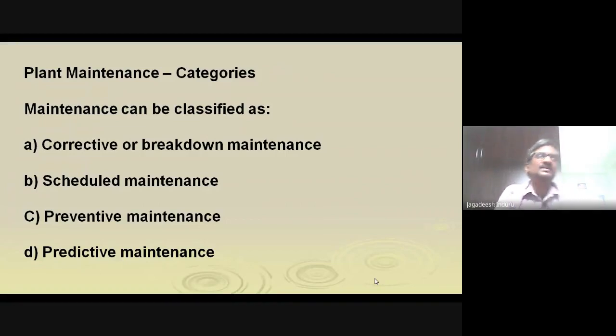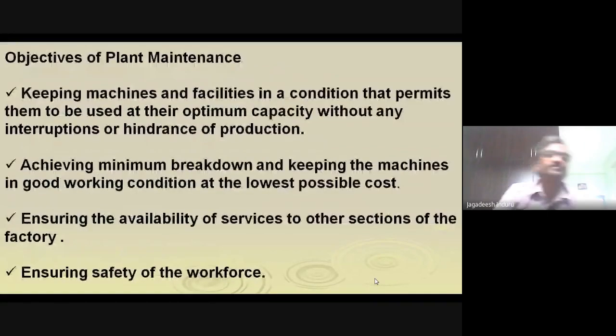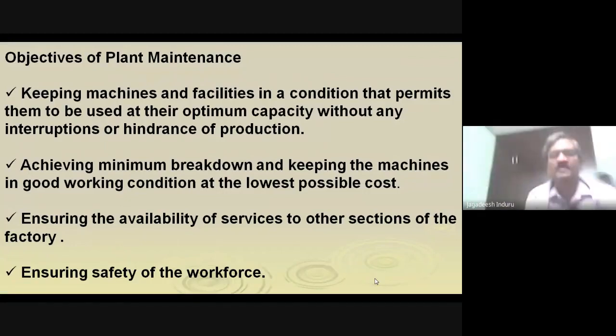First, we will see why we want to do it. The objectives: keeping the machinery and the facilities in a condition that permits them to be used at their optimum capacity without any interruptions or hindrance in production. If we maintain them properly, they will not break down, so we will use them at full capacity. Another one is achieving minimum breakdown and keeping the machine in good condition at the lowest possible cost if you take care in advance. Ensuring the availability of services to the other sections of the factory and ensuring the safety of the workplace.